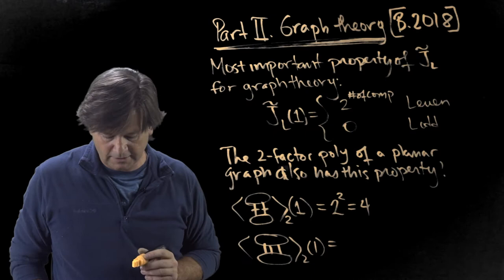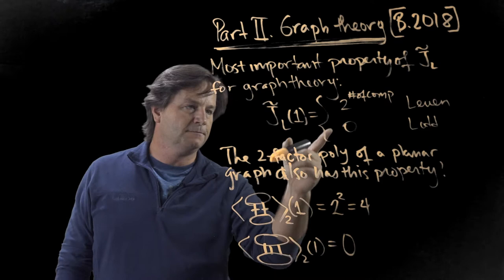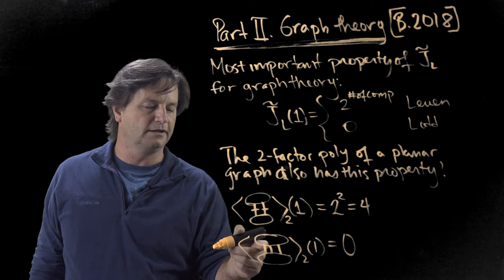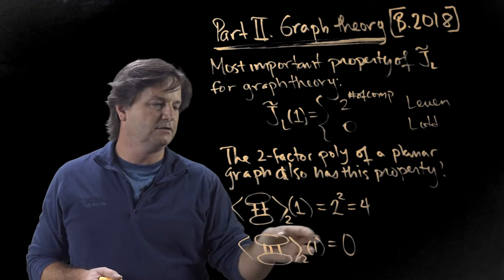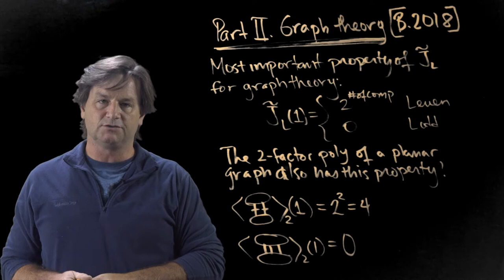and you actually go through the whole process of computing the two-factor polynomial, and then plug in one, what you find is that it's zero. This also makes sense because you have two components again, but the number of perfect matchings between the components is three. The cycle itself has length three: one, two, and three. So this would be considered an odd perfect matching. The similar statement is that it's two to the number of components when the graph has an even perfect matching, and it's zero if the perfect matching's odd.